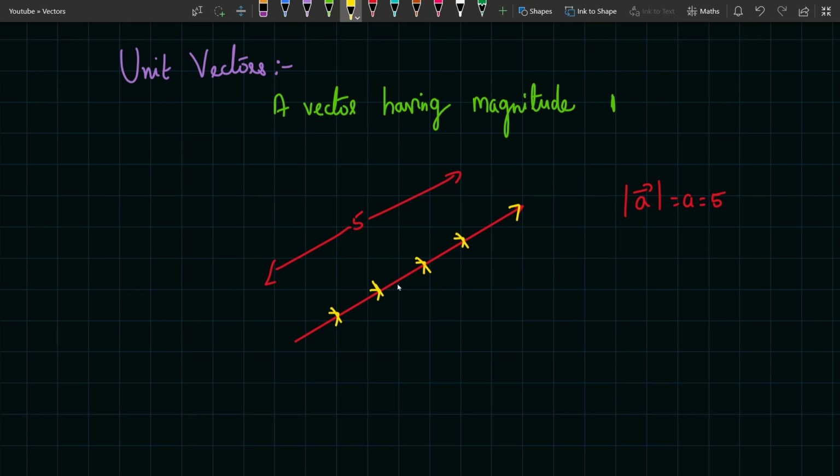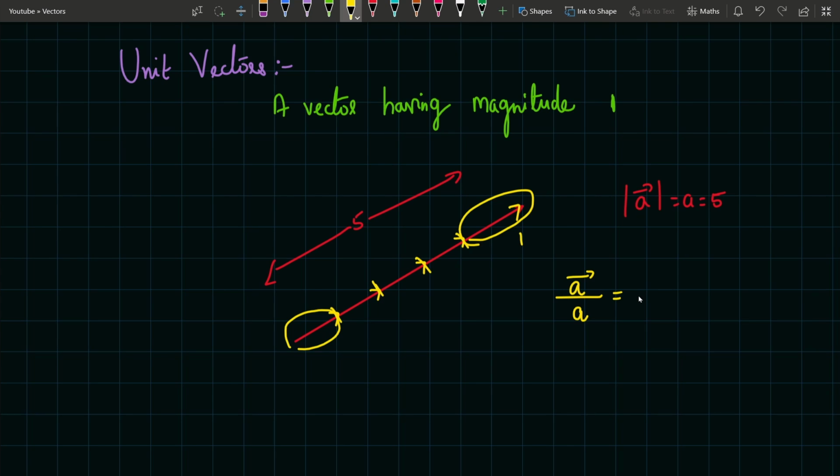So therefore, this particular part, having magnitude 1, can be taken as the unit vector in that direction. So how to create a unit vector? By taking the vector a and dividing it by its own magnitude. If you want a unit vector, take a vector and divide it by its own magnitude, so that you get a unit vector in that direction.